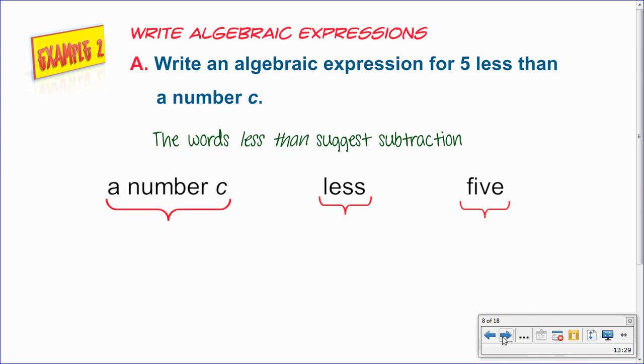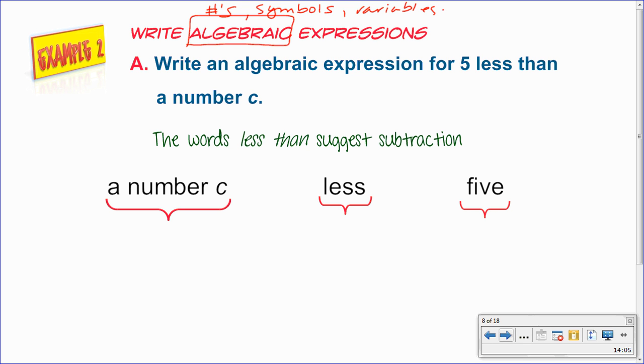Okay. All right. New heading, example 2. Now instead of going from verbal expressions, we're writing algebraic. What's algebraic mean? Numbers and symbols. And maybe some variables. Numbers, symbols, and variables, that's what it means by algebraic.